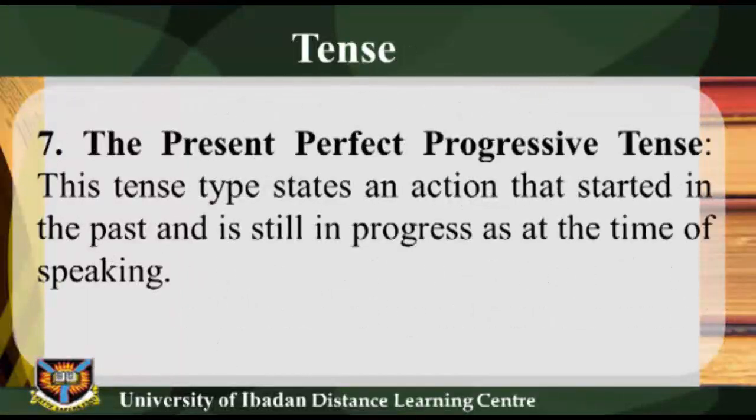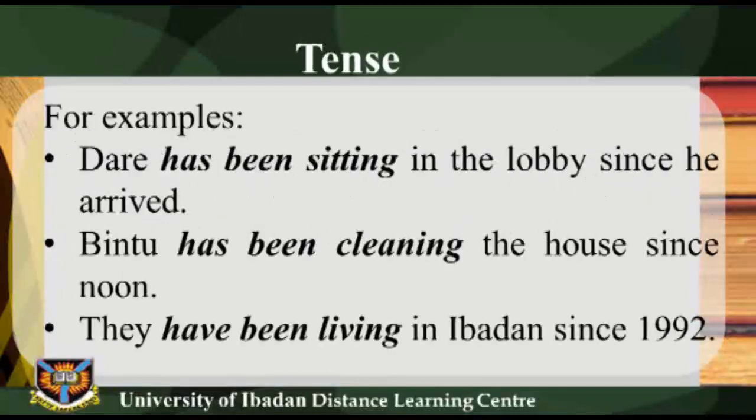Number 7. The present perfect progressive tense. This tense type states an action that started in the past and is still in progress as at the time of speaking. Consider the following examples.